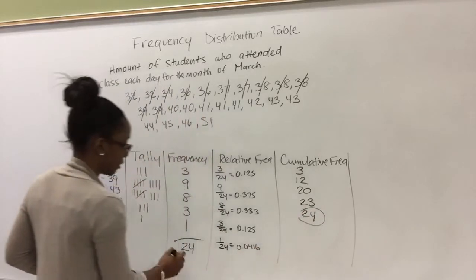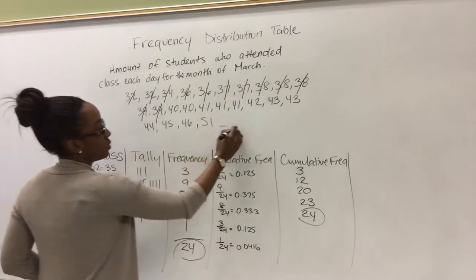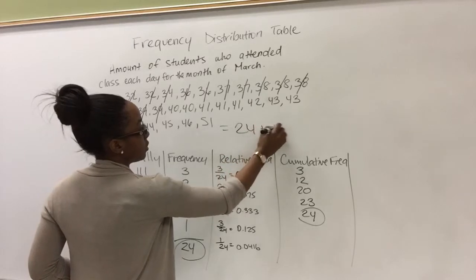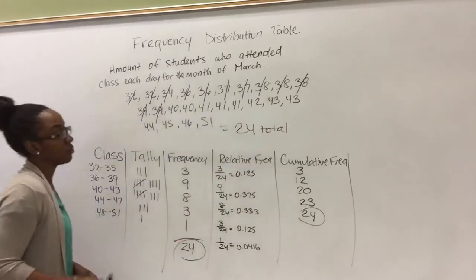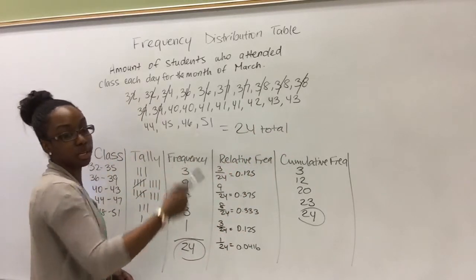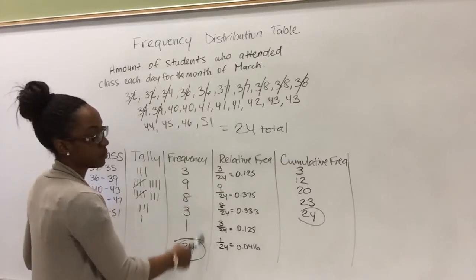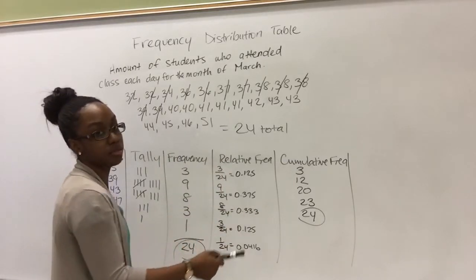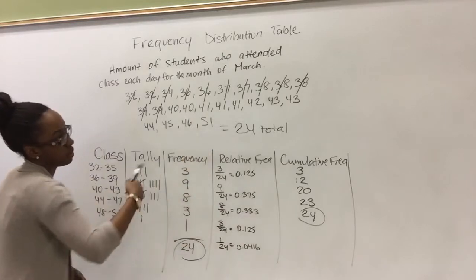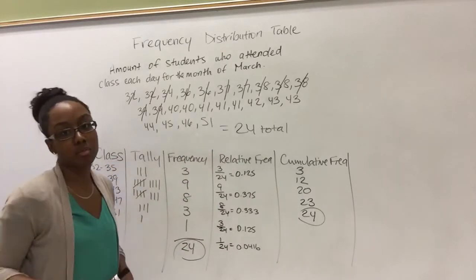So the last number equals the total numbers that you started off with. That's how you can confirm that your answer is correct: once the number in the cumulative frequency matches the total of the frequency column, and that is the same number of digits that you started off with in your data set.